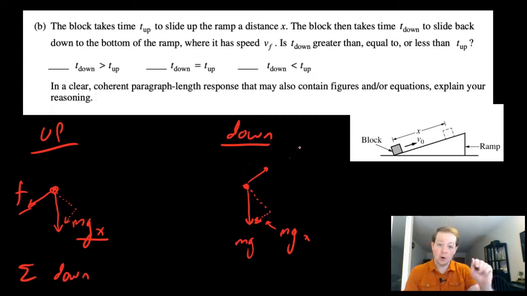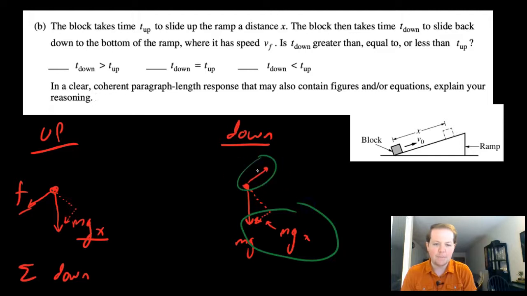This is definitely a paragraph length response. I love this question. I want to steal it and put it on my forces test next year. On the way up, there are two forces acting down the ramp. On the way down, these forces, mgx and friction, I'm going to circle them, are in opposite directions. There's more net force going up, because two forces are in the same direction.